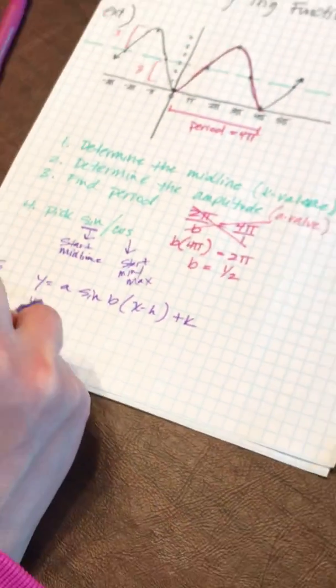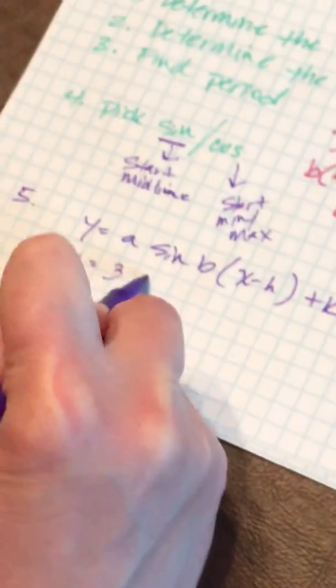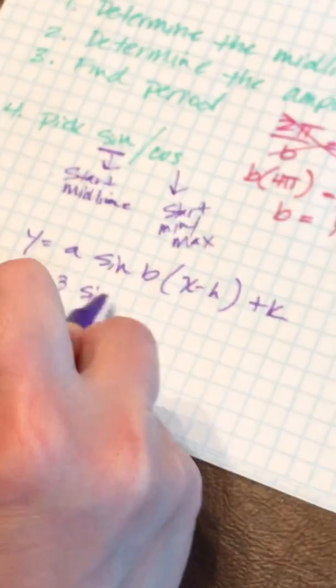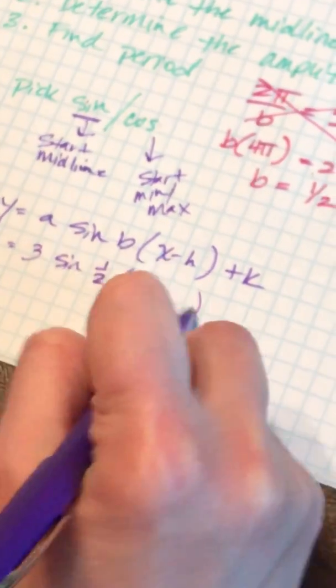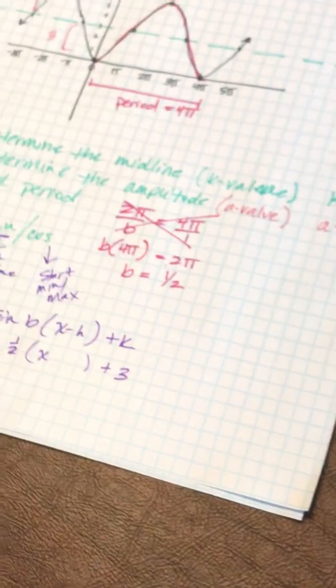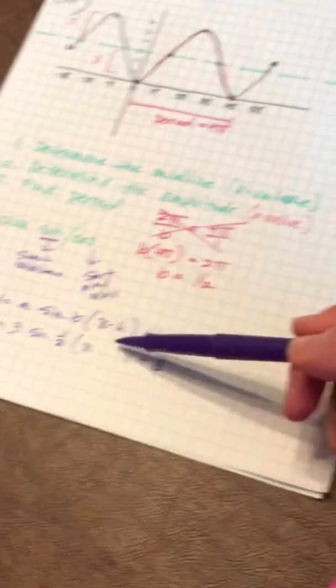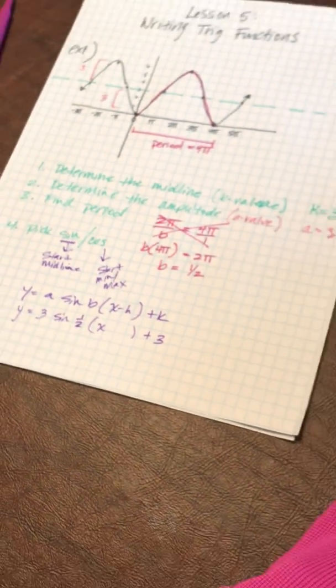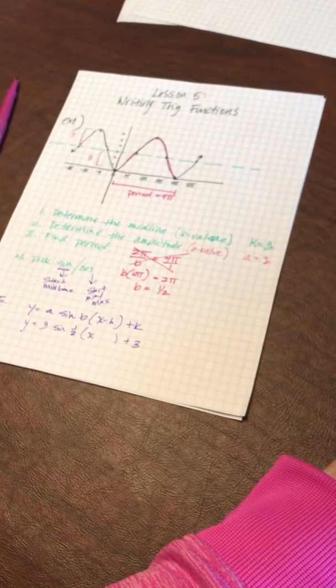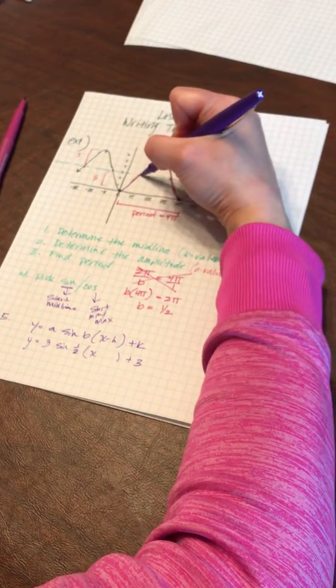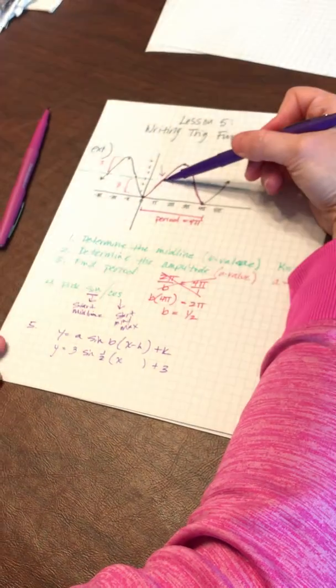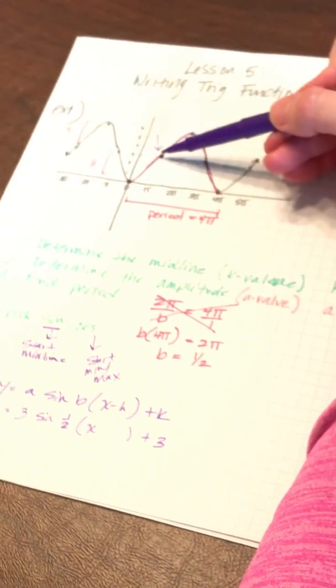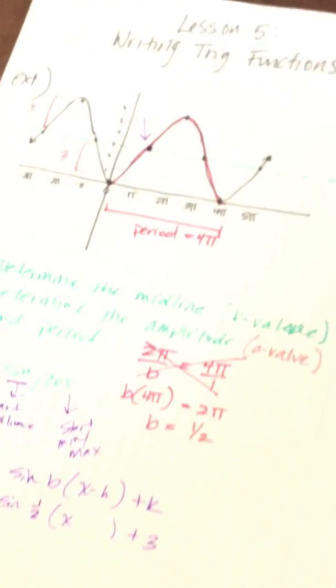So I knew that a was 3, my b value was 1/2. We'll talk about the h here in a minute, and then my k value is 3. In order to get your h value, you have to determine which point you want to start with, which is why there's an infinite number of ways to write this equation. If I start here at this midline point, then I know that I shifted it to the right pi, which would mean I'd have to go minus pi here.